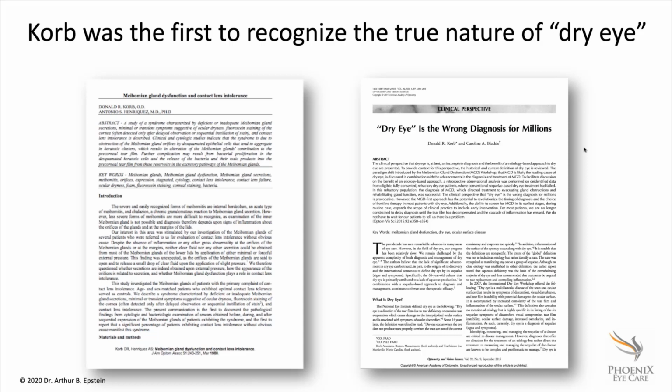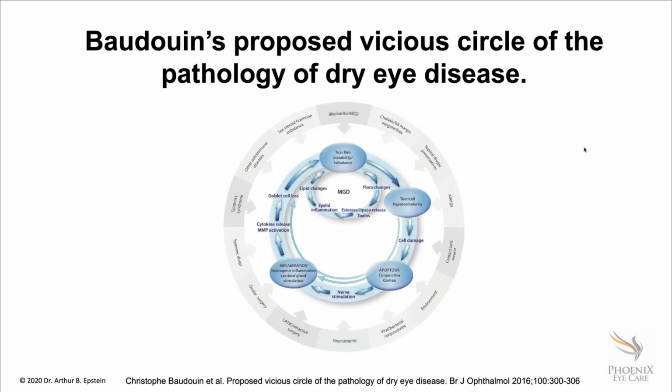He just scratched the surface with that. I won't dwell on it because of time, but he basically was the first to recognize what is essentially the cause of most of the misery and dysfunction relative to the ocular surface that we deal with today. And he subsequently wrote what I think is probably one of the most brilliant papers ever written, Dry Eye Is the Wrong Diagnosis for Millions, with Carolyn Blackie, and I'm going to hopefully prove that. And he's not the only one to see that, certainly.